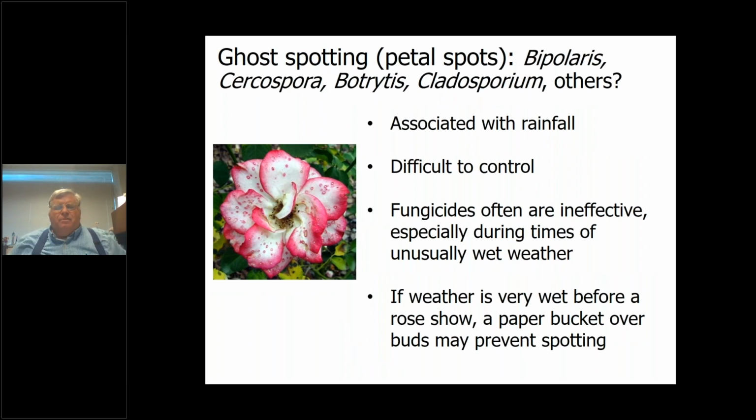Another very closely related thing, we could call it petal spots. I call it ghost spotting, and one reason why is it's very difficult to tell what's causing it because there are a number of fungi that can cause this, and you can isolate many of them from the same rose petal. And this is a disease where the rose looks good one day, you walk out the next day, and where did all these spots come from overnight? Well, that's where the ghost comes from. So, ghost spotting is associated with rainfall.